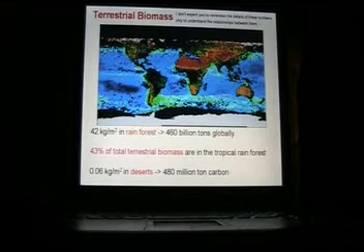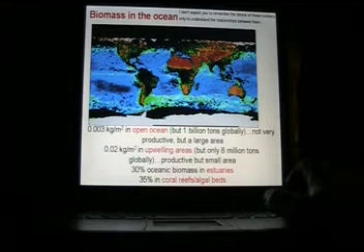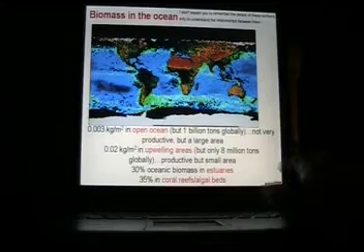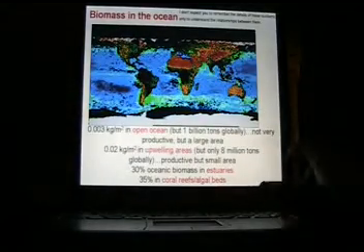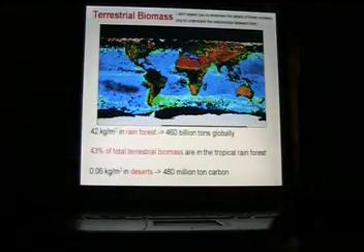0.06 kilograms per meter squared in deserts. That's 480 million tons of carbon. So if you look back at the most productive areas of the ocean, the upwelling areas, 0.02 kilograms per meter squared. The terrestrial, 0.06 kilograms per meter squared in the deserts.